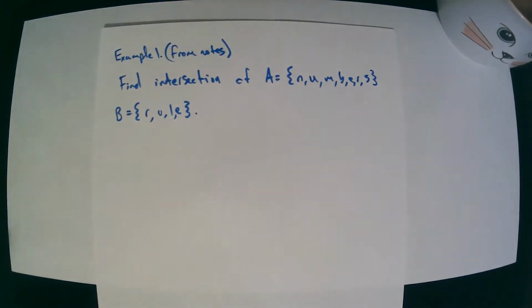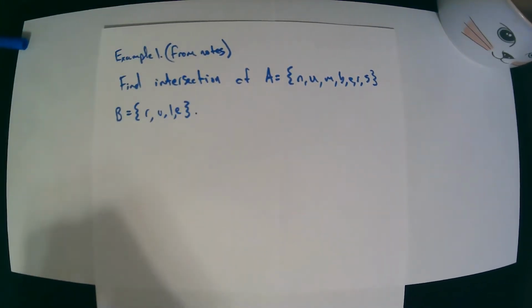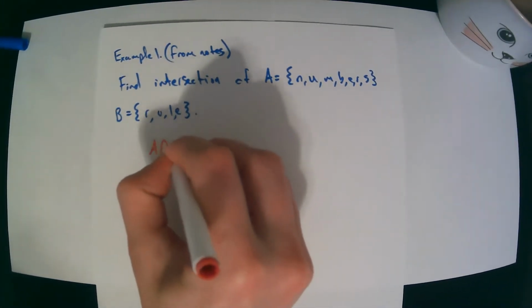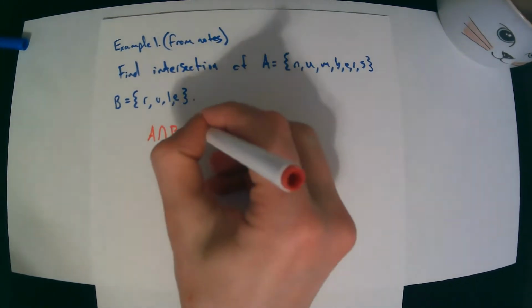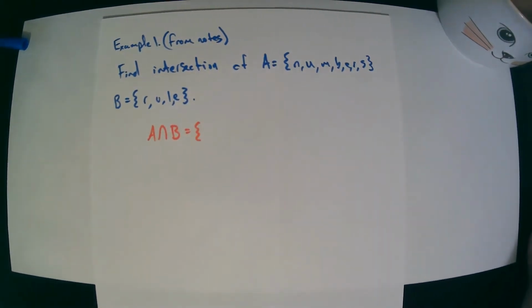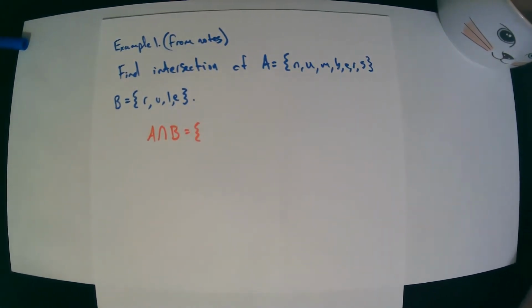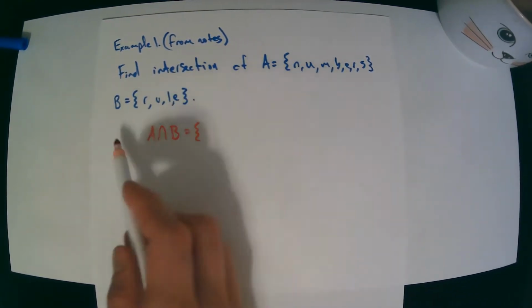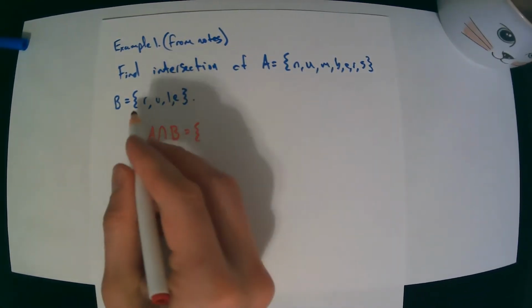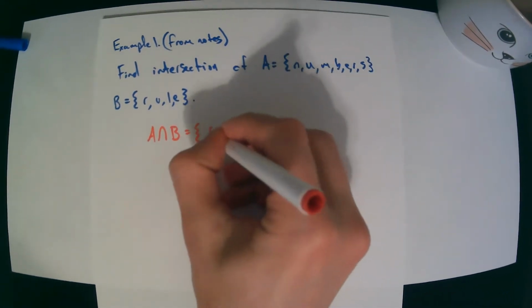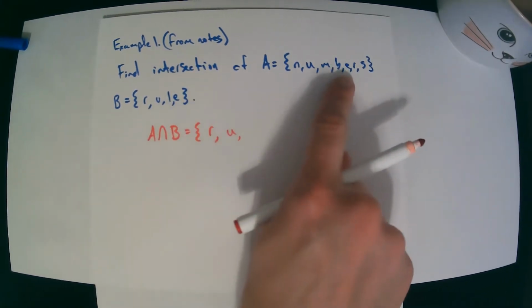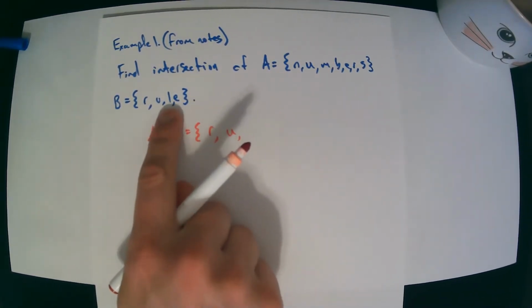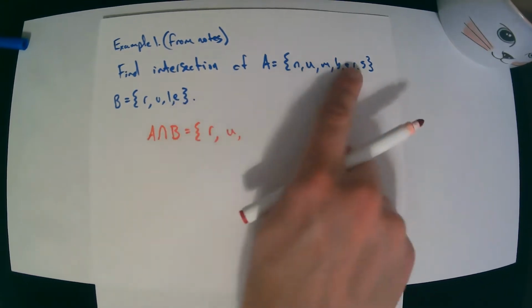But they want us to find the intersection, so this is what we want. We want A intersect B. And let's give it in roster notation. Because there's so few elements here, we can easily list these elements. So, what elements are in both A and B? Well, R is in there, is in A and B. U is in A and B. L is not, right? L is in B, but not A. And E is in both of them.